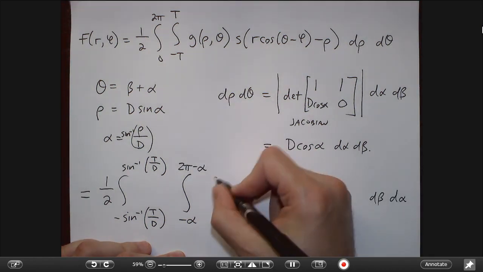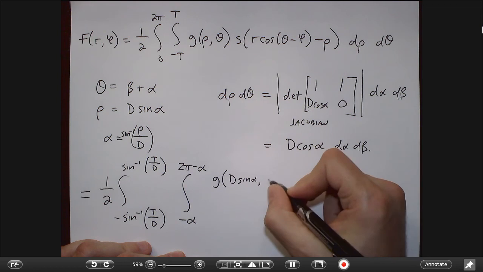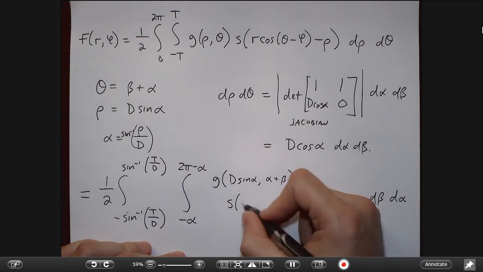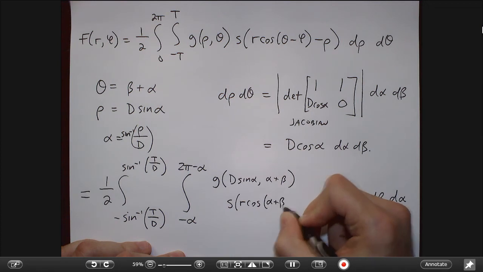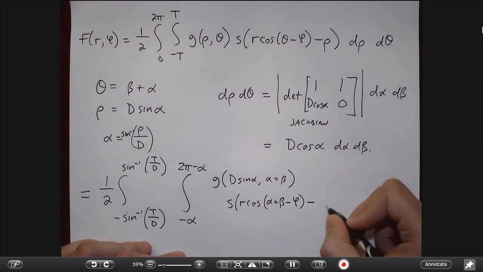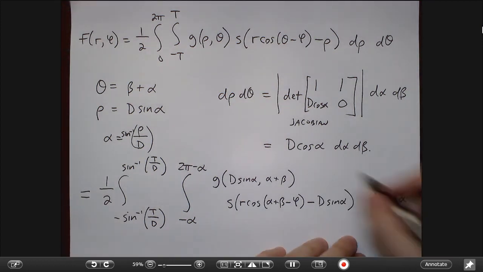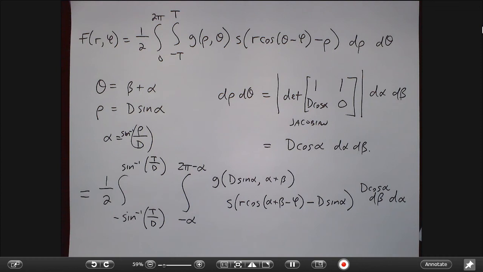Then my g of rho theta becomes, well, rho is d sine alpha. Theta is alpha plus beta. Then I have my windowing function, which is just coming along for the ride here, except now my theta is going to be alpha plus beta minus phi, and my rho is going to be d sine alpha. Then I have an extra d cosine alpha from the Jacobian. Kind of a mess. So let me make this a little bit simpler.